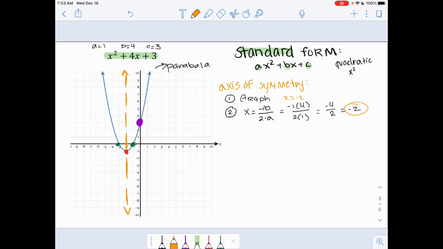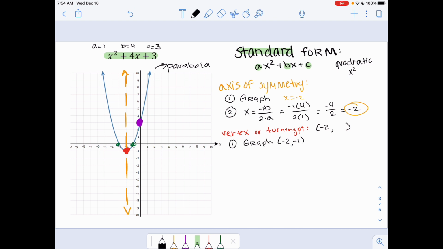Another key feature we want to find is in red, and it's called the vertex or turning point. You'll hear it referred to both ways. If you'll notice, the vertex always sits on the axis of symmetry. So we already know the x value for our vertex. The x value for our vertex is -2. There's two ways that we can calculate our vertex. One, we can look at the graph and read the ordered pair.